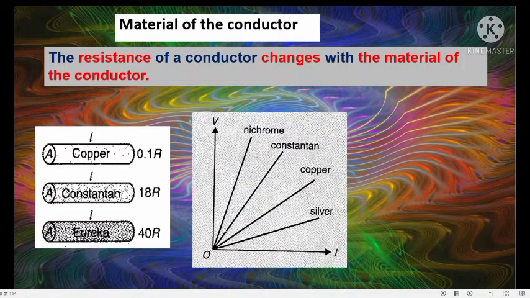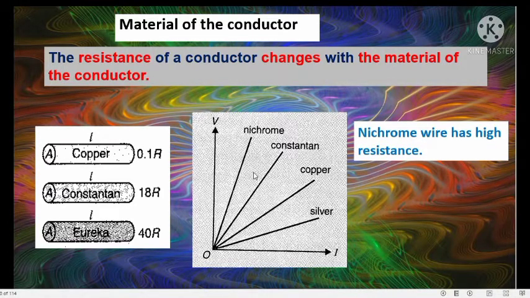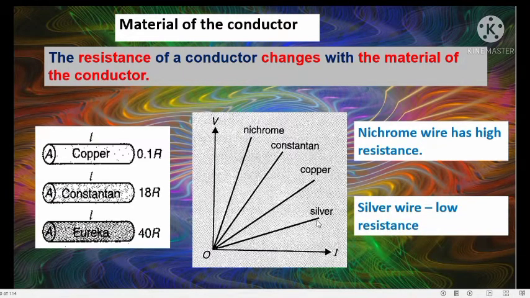If you have this graph of V against I, the gradient of the graph equals resistance. So the graph that shows a larger gradient means a larger resistance. From here we can compare resistance of nichrome, constantan, copper and silver. The highest gradient is nichrome, thus nichrome wire has higher resistance. Silver has the lowest gradient, thus lowest resistance. So the type of material of the conductor is also one of the factors that affect resistance of the conductor.